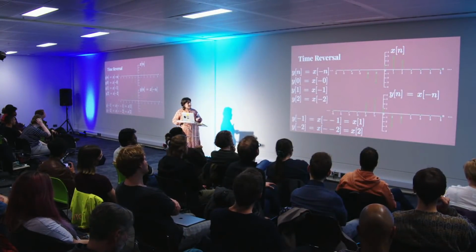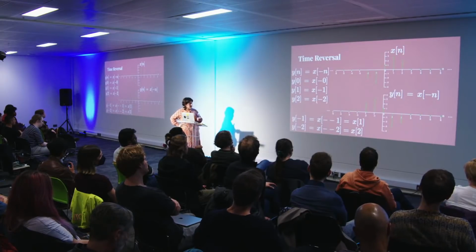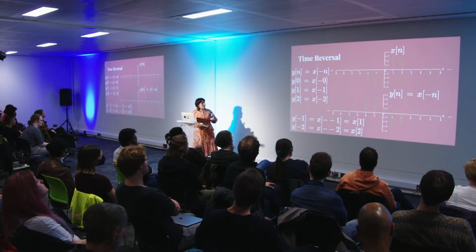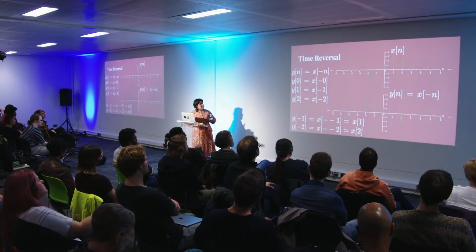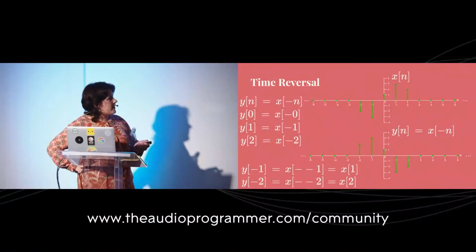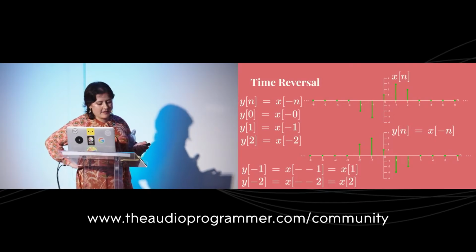The next operation is time reversal. We can see that this is an example, another example of an odd signal. In time reversal, the notation is x of minus n. So we want y of n, the output, to be x of minus n. And what this minus n does is it means that we are going to flip the signal around the y-axis.